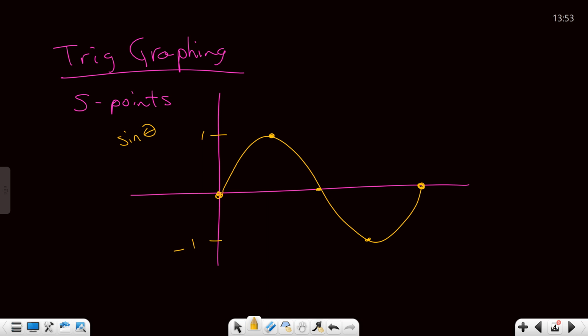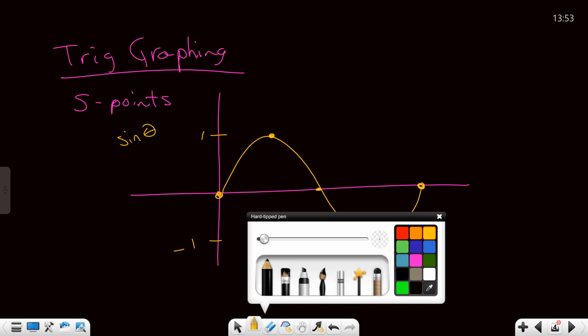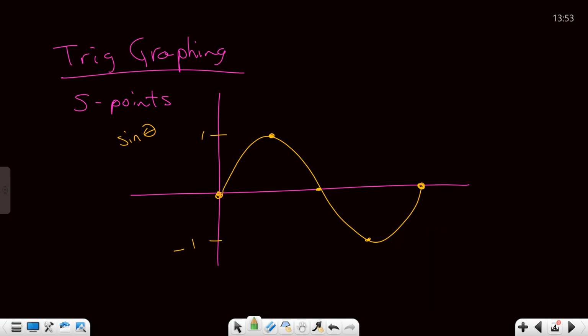Tangent is a little bit of a cheat there. 2 of your points are actually vertical asymptotes. Halfway to halfway is the middle point. Go up, go down, you're good to go. What if I want to graph the reciprocal function? How do you graph the cosecant?